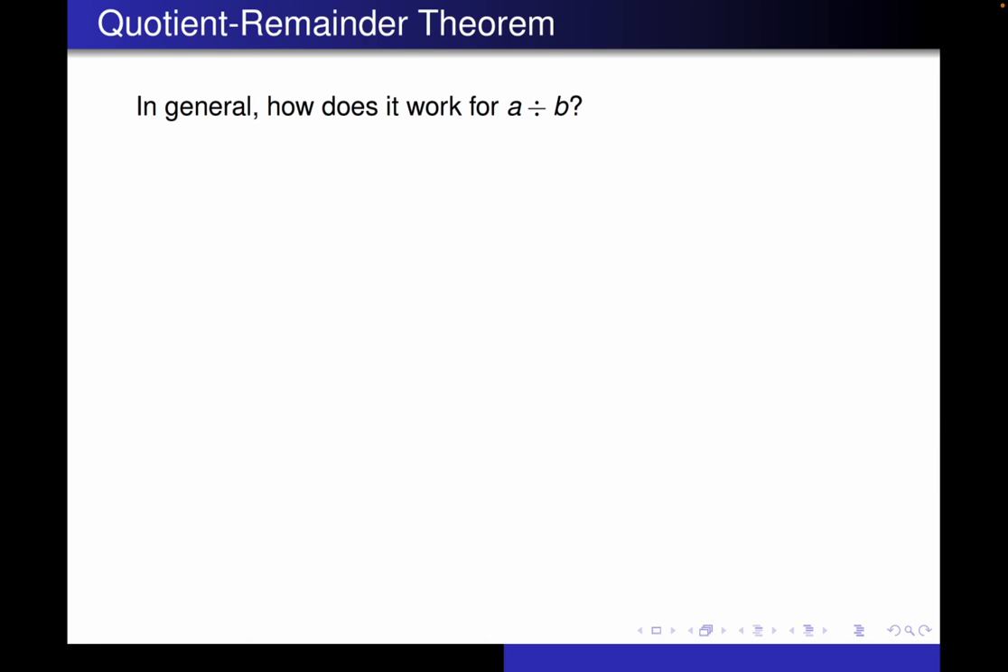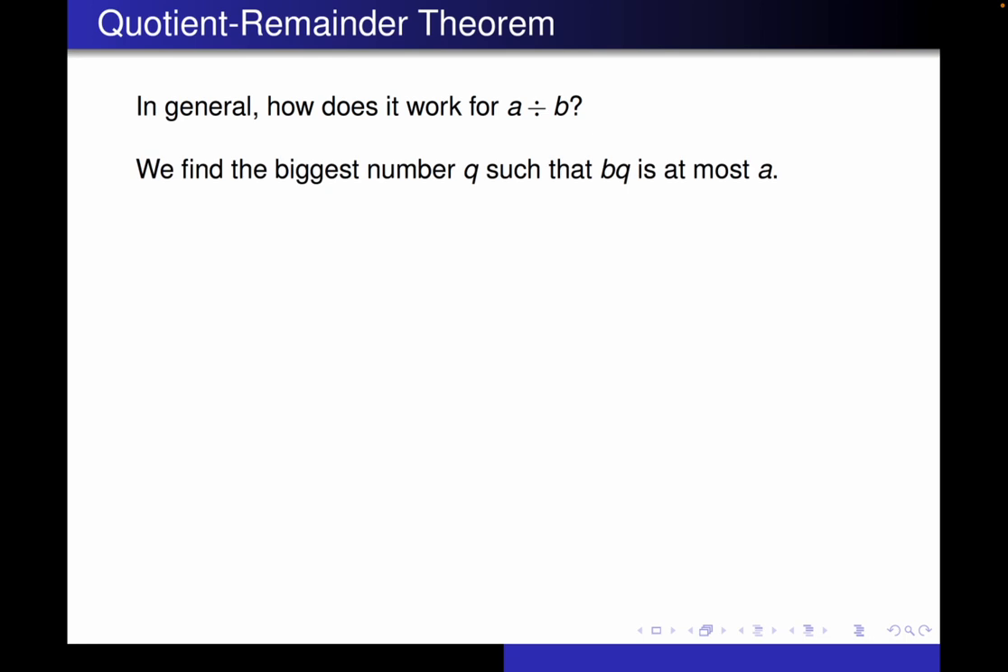All right, so in general, how is it going to work when we divide one number A by another number B? And these are both integers. The first thing we're going to do is find the biggest number that when we multiply it by B gives us a number that is not bigger than A, that doesn't go over A. So we're looking for some number Q such that BQ is at most A, and we're looking at the biggest Q that makes that work.